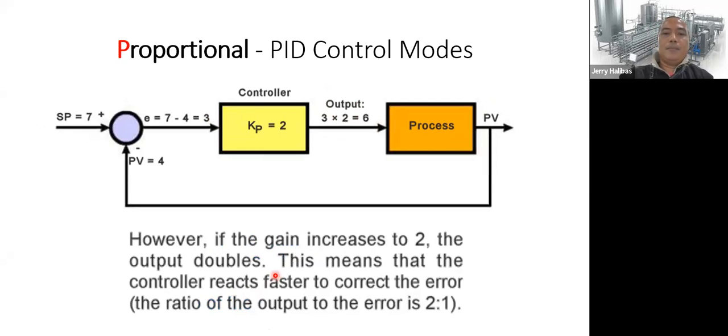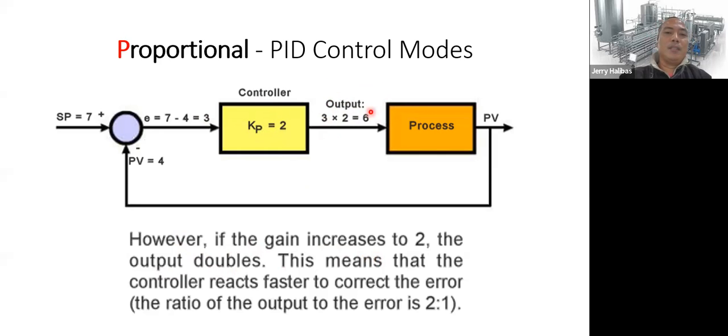Another example. What will happen if you set your proportional gain to 2, or Kp equal to 2? With the same set point and process variable, 7 minus 4 is 3. But since the proportional gain is 2, you multiply 2 times 3, so this time your output is 6. So what does that mean? If the gain increases to 2, the output doubles.